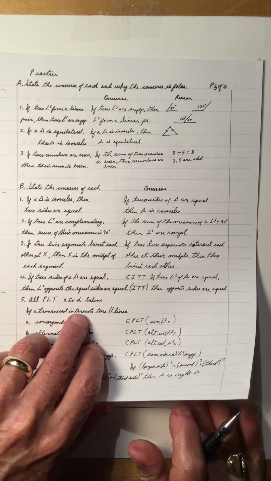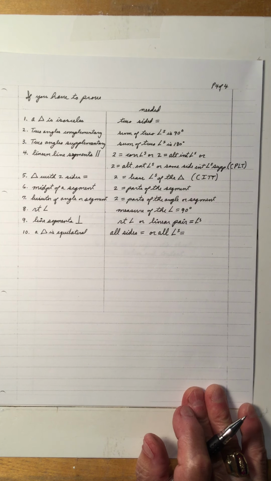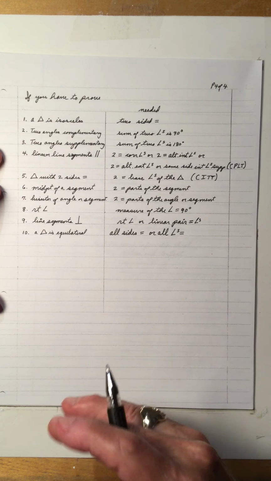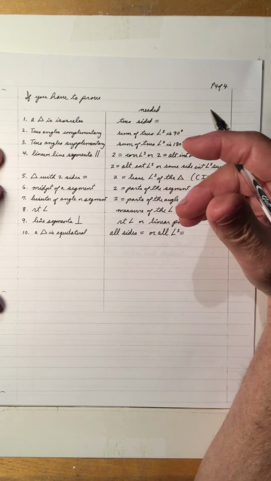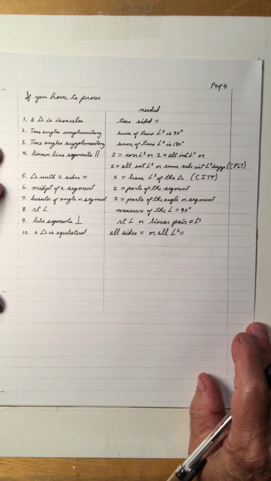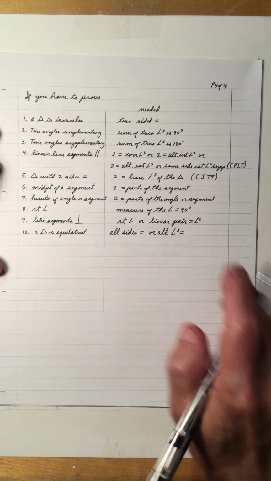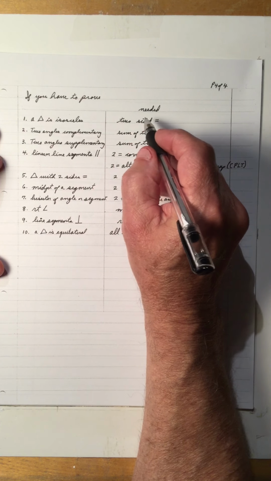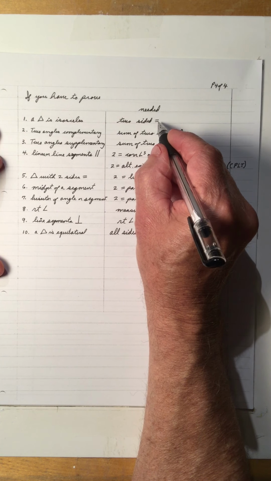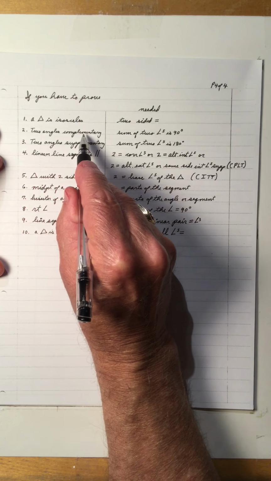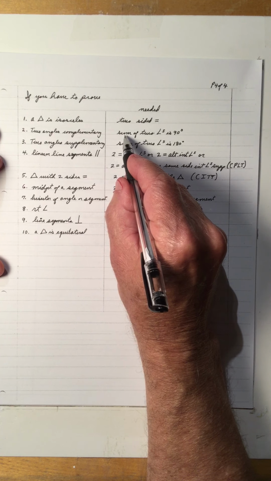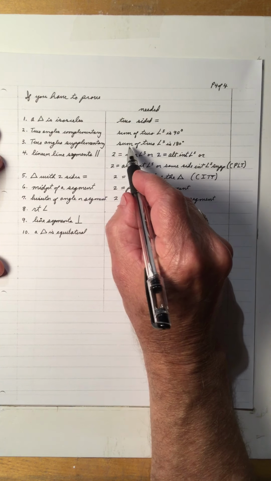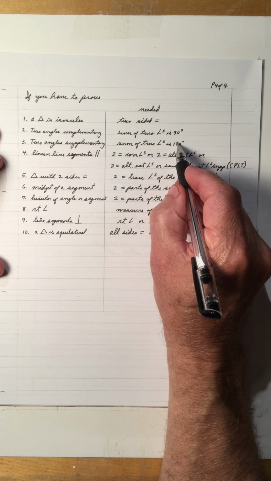So you can see how the converses are working, and we'll use the converses in proofs. That is, we'll prove lines parallel. That means you need angles equal. Or you need to prove triangles isosceles, you need sides equal. So if you have to prove a triangle is isosceles, then you need to prove two sides equal. If you have to prove two angles are complementary, then you have to prove the sum of the two angles is 90. If you have to prove two angles are supplementary, you have to prove their sum is 180.